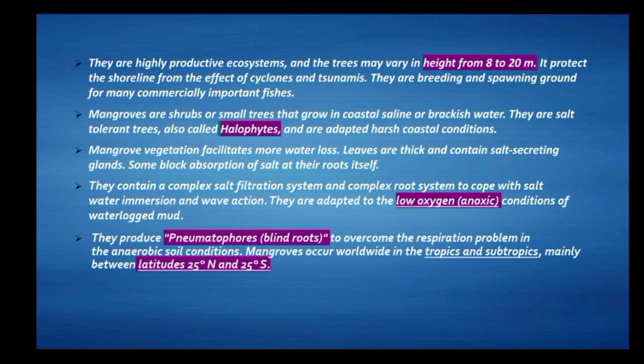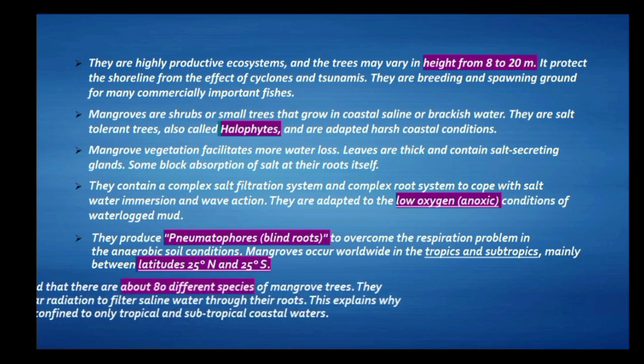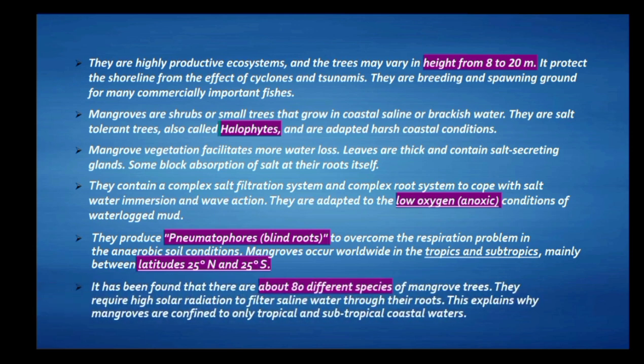They produce pneumatophores, that is breathing roots, to overcome the respiration problem in the anaerobic soil conditions. Mangroves occur worldwide in the tropic and subtropic regions, mainly between the latitudes 25 degree north and 25 degree south. It also has been found that there are about 80 different species of mangrove trees. They require high solar radiation to filter saline water through their roots. This explains why mangroves are confined to only tropical and subtropical coastal waters.